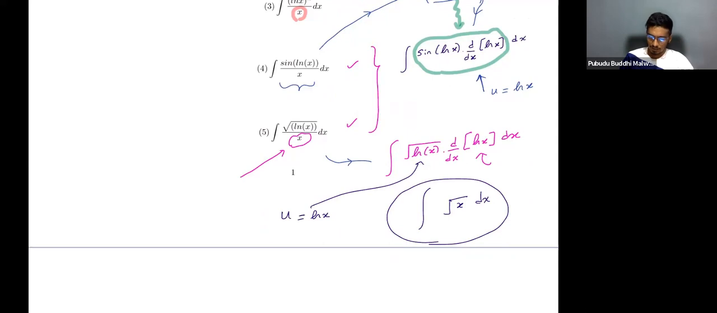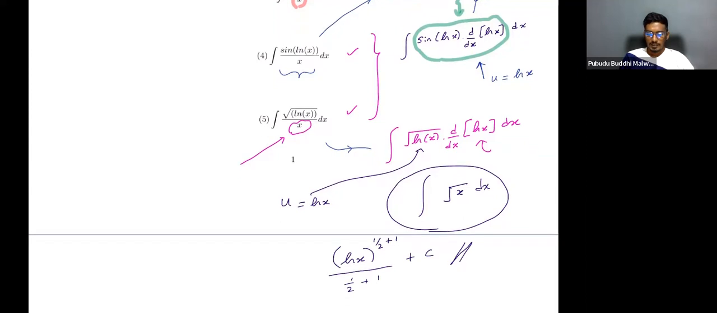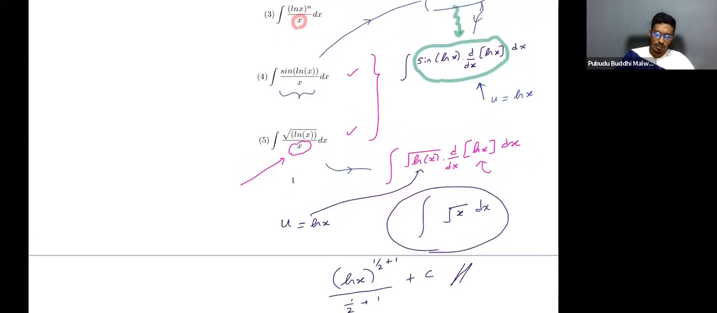I think we get something like this: natural log of x to the power of half plus 1, over half plus 1, plus c. Don't need to write your answer straight away. You can use substitution and complete, and you will get this answer. Right, so that's the idea. Always focus on this form. Try to create this form whenever possible.